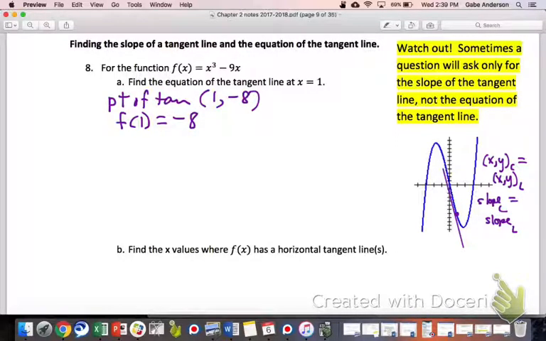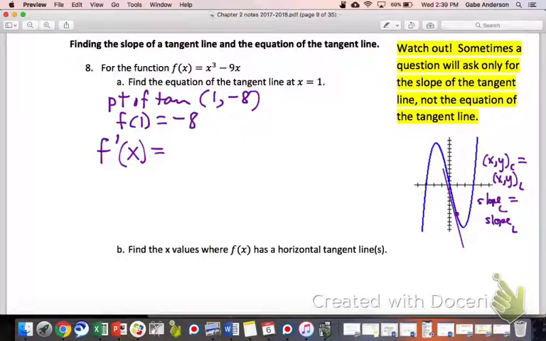But now we got to find the slope of the tangent line. And when I say slope of the tangent line, what is that? That's the derivative, right? That's going to be f prime of x, or dy/dx. So let's find that. The easiest way to find f prime of x is going to be to use the power rule.